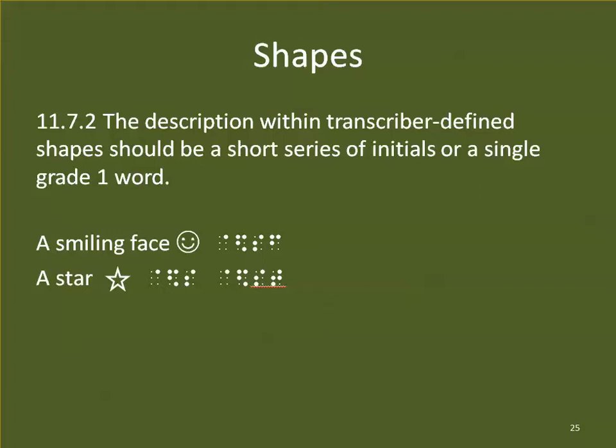A star, we would have a transcriber-defined symbol there. We could use just an S if we felt that was enough. Or we might use an ST if we felt the reader might like a little more help in remembering what that stands for. We could even do STAR if we wanted to, spelled out in grade 1 mode, if we thought that would be best for, say, a young reader. Although that gets pretty lengthy for more advanced readers, it might be nice for a young reader.